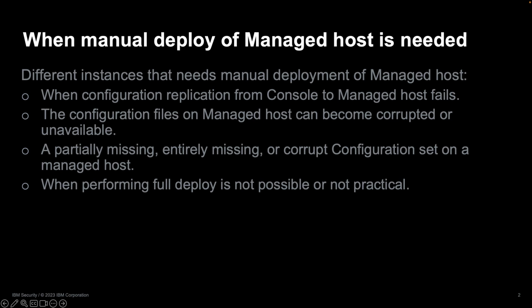First, when configuration from the console to the managed host fails. Second, when the configuration files on the managed host become corrupted or unavailable. A partially missing, entirely missing, or corrupt configuration set on the managed host is also one such instance. And in most cases, when running a full deploy is not feasible for a large deployment in order to resolve the problems with the configuration set, forcing a local configuration set transform can be a viable option.